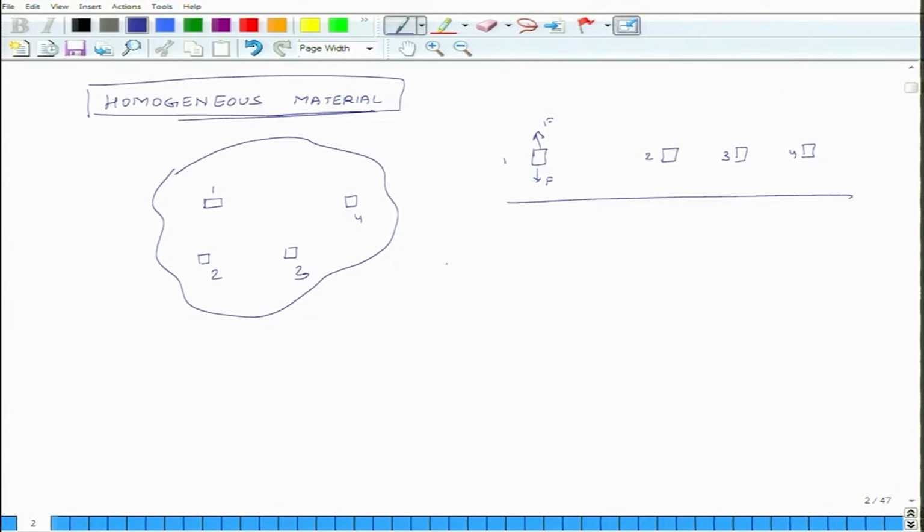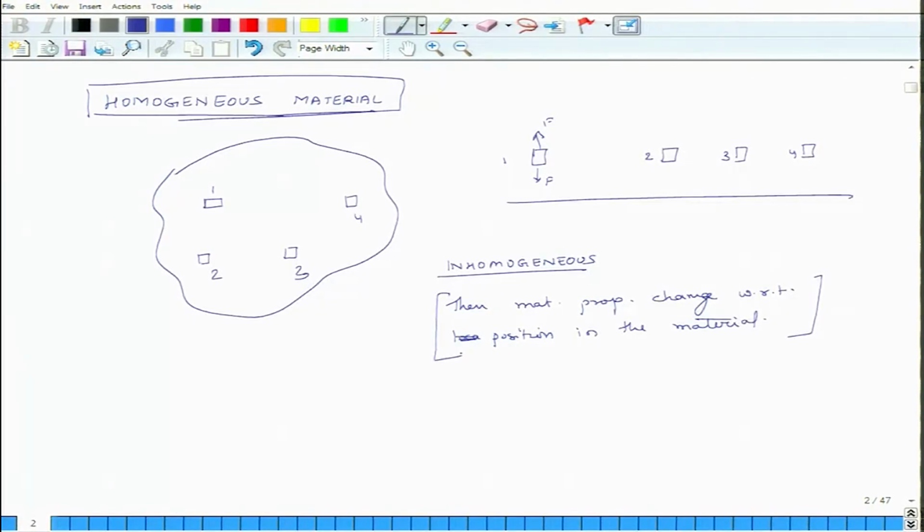If the material is inhomogeneous, then material properties change with respect to position in the material. So, this is inhomogeneous. So, this is about homogeneity.